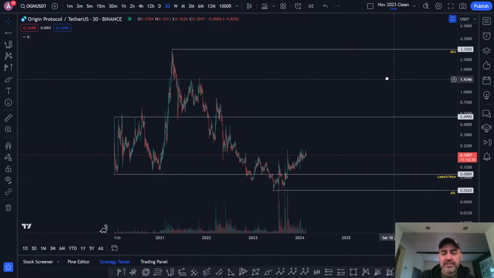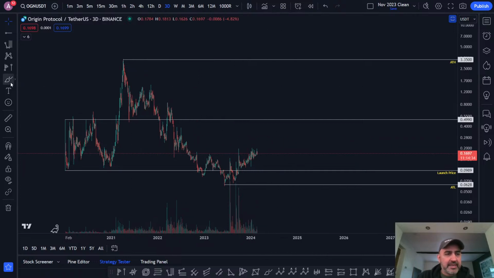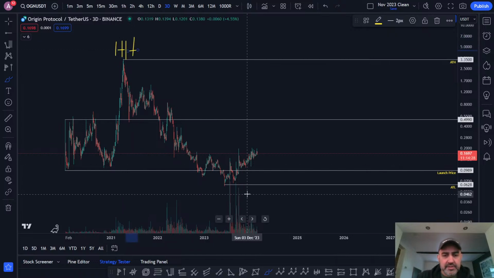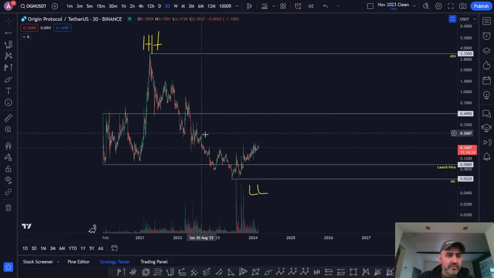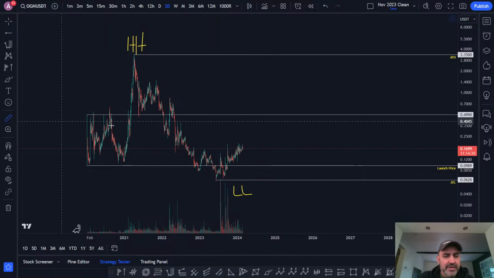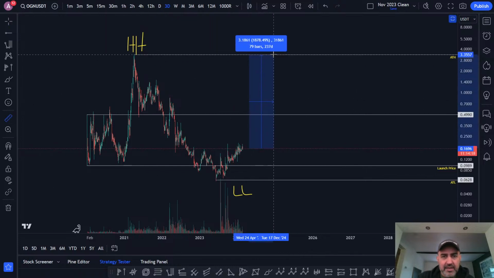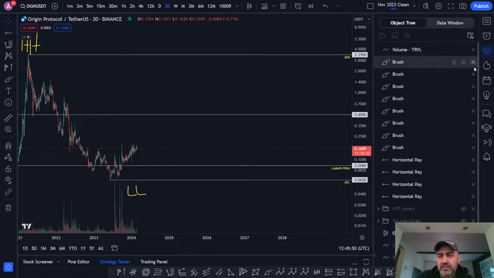So the challenge for this token is that in this bull market, you have to make a higher high. That's your higher high. This is your lower low. So there's a real test now. There's a test of this token. The price of this token now has to get back up to the all-time high, which from where we are now is an 18x.